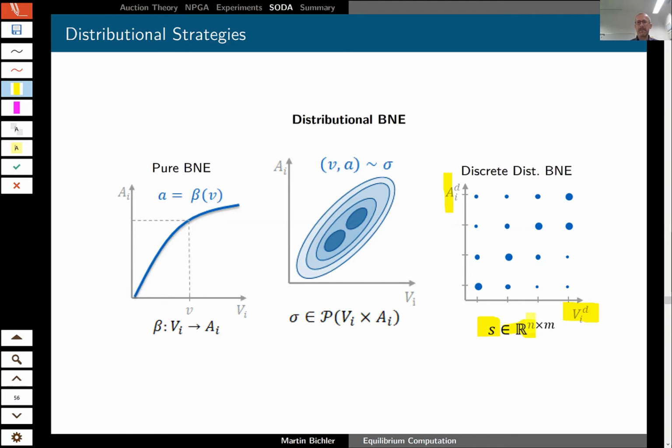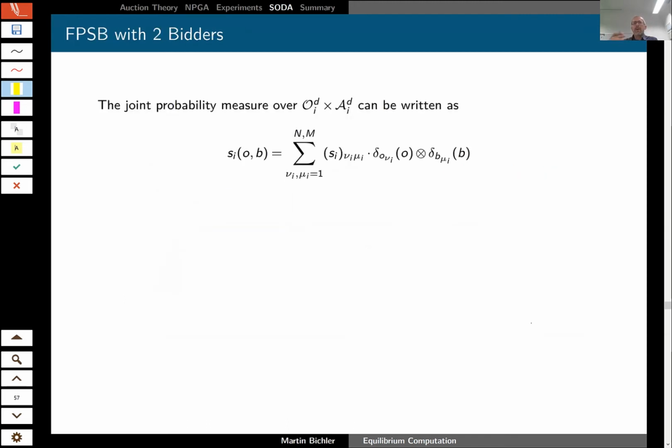All right. So now you can write down the probability measure, so the joint probability, S_i.